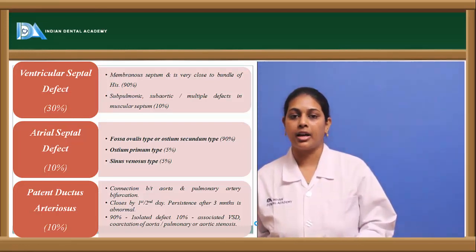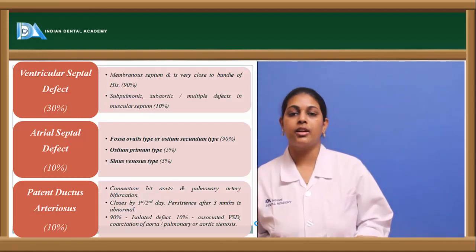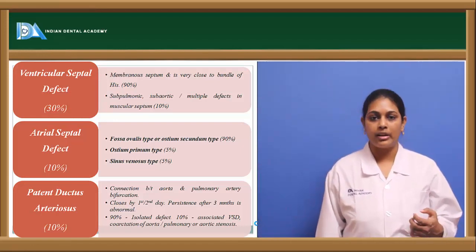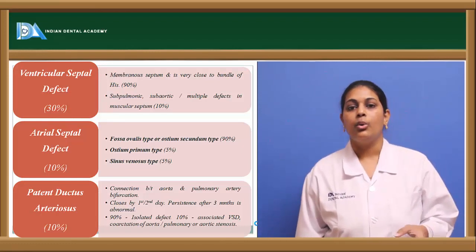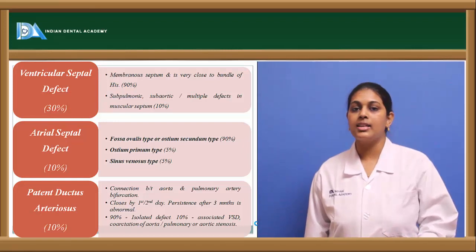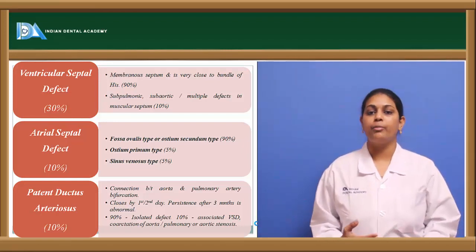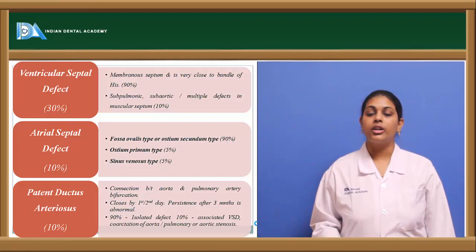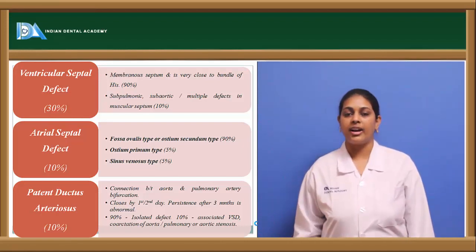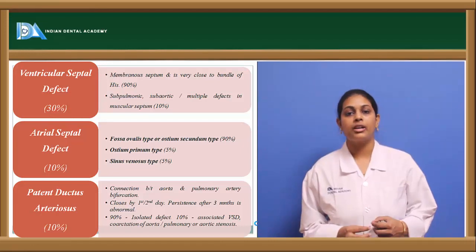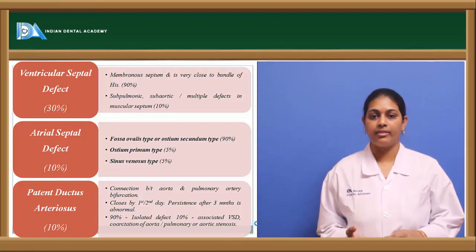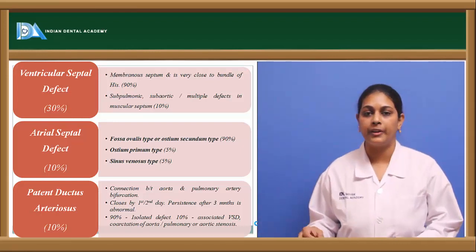Coming to patent ductus arteriosus, which is present in 10% of all congenital heart disease, usually this patent ductus arteriosus is a connection which is created between the aorta as well as the bifurcating pulmonary artery, which is not a connection usually seen in a normal heart. But since it is a heart disease, we see this abnormal connection created between the aorta as well as the area of the bifurcation of the pulmonary artery.